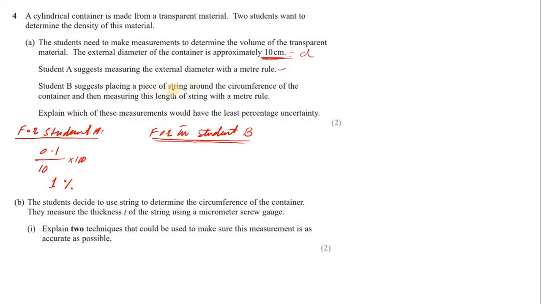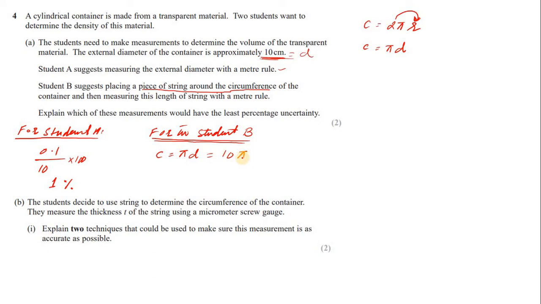Student B is wrapping a piece of string around the circumference. That means the length of this string is the circumference. So circumference C is pi into D. Remember, circumference C is in fact 2 pi r, but 2r is the diameter. So circumference can also be written as pi into d. Circumference is pi into d, or you can say diameter is 10, so 10 pi.